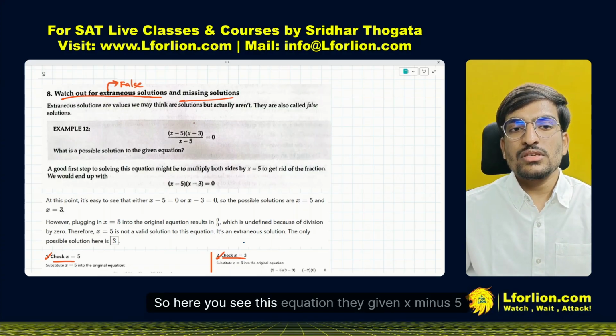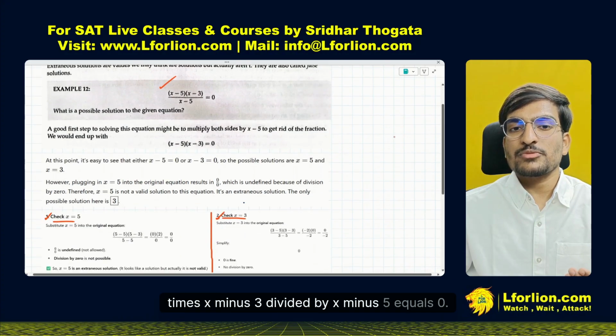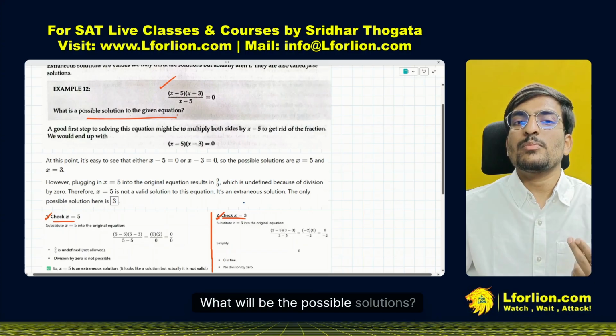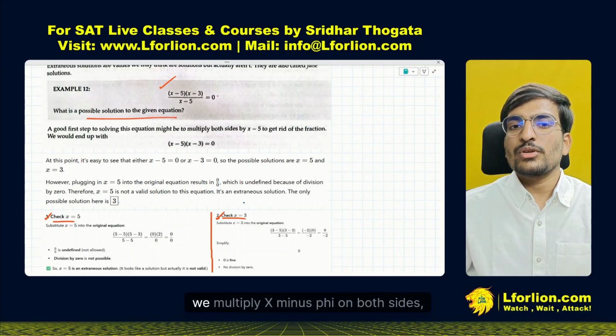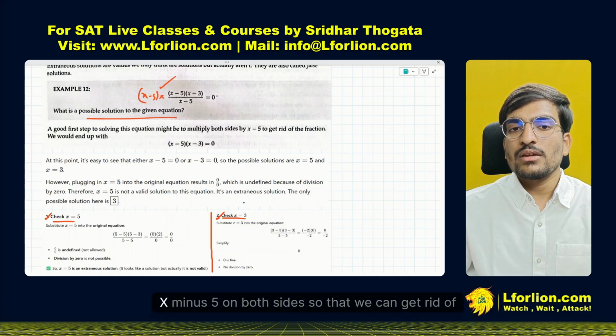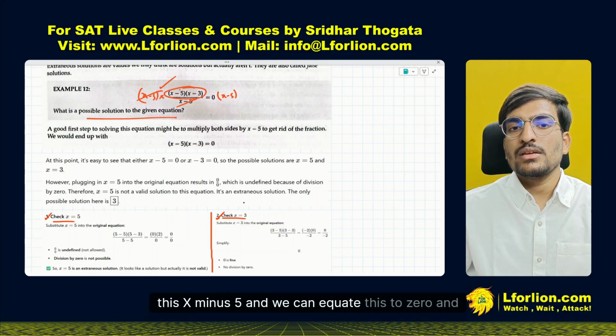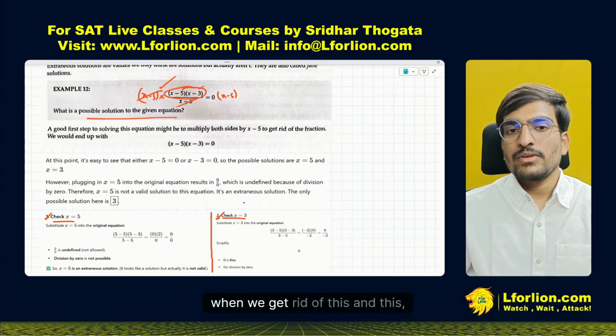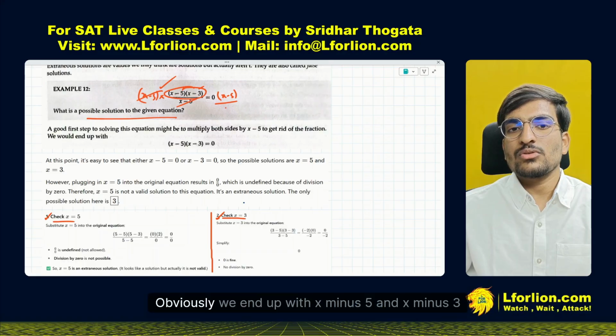So here you see this equation, they given (x minus 5) times (x minus 3) divided by (x minus 5) equals 0. What are the possible solutions to the given equation? Generally what we do, we multiply x minus 5 on both sides, so that we can get rid of this x minus 5, and we can equate this to 0, and we get the value of x as 5 and 3. When we get rid of this, this value is 0. Obviously we end up with x minus 5 and x minus 3 equals 0.